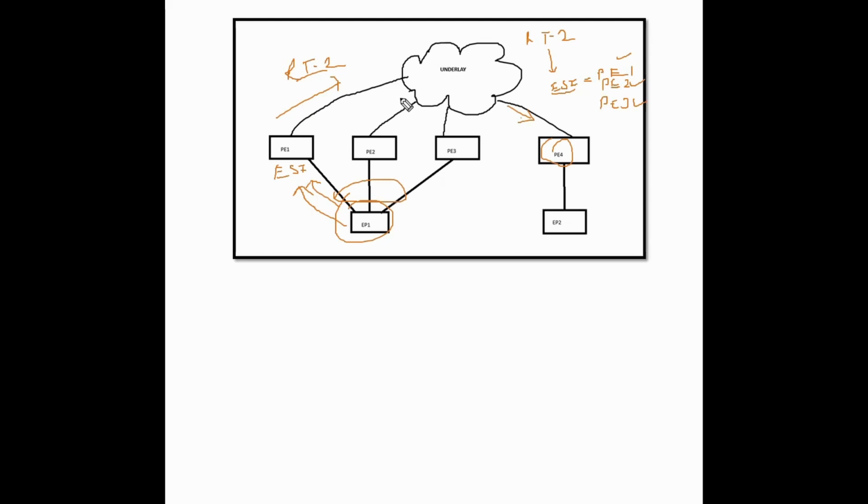So we can see that the ESI value that we configure on the leaf switches plays a very vital role in ensuring load balancing across the underlay fabric. And this process is also called aliasing in an EVPN network.